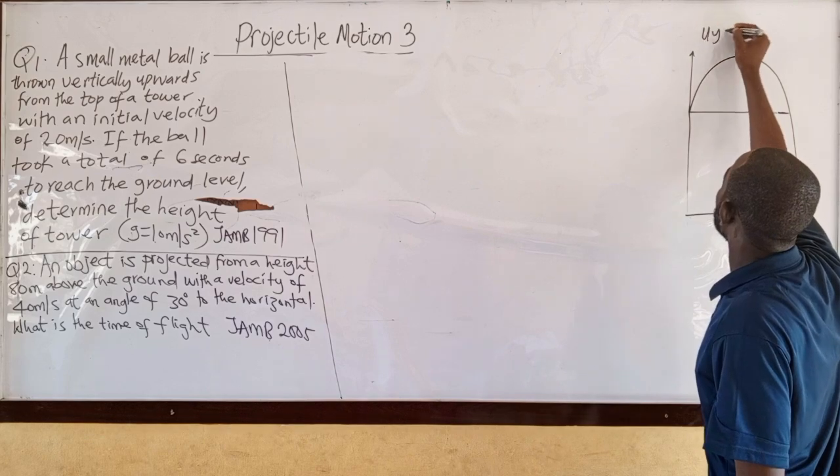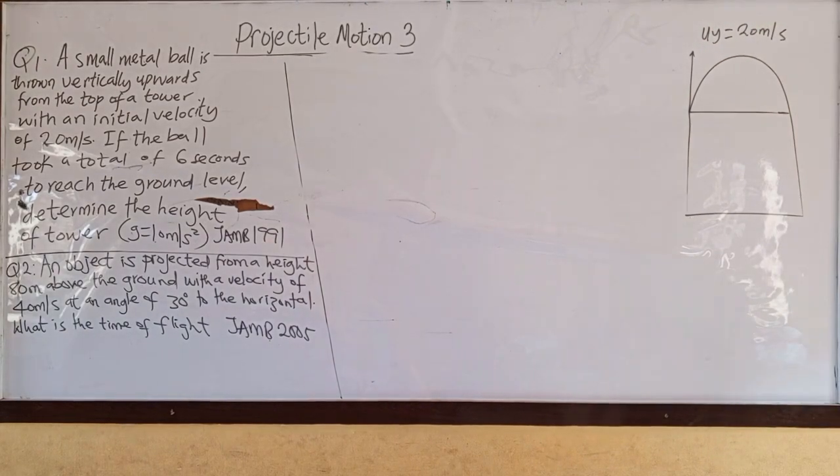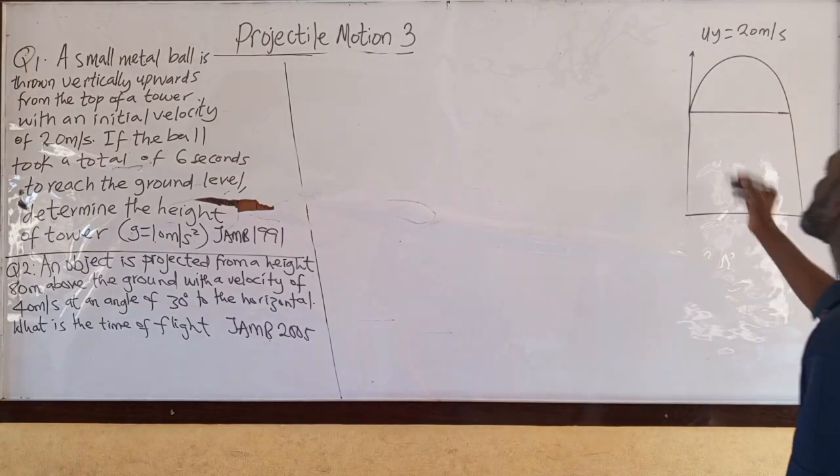U of y equals 20 meters per second. Another thing, if the ball took a total of 6 seconds to reach the ground, determine the height of the tower. Where is the tower? This is the tower.